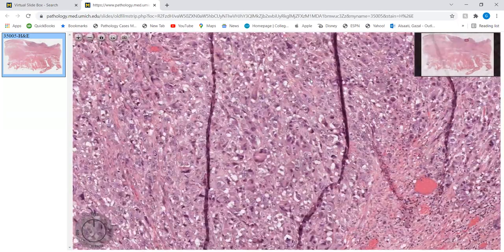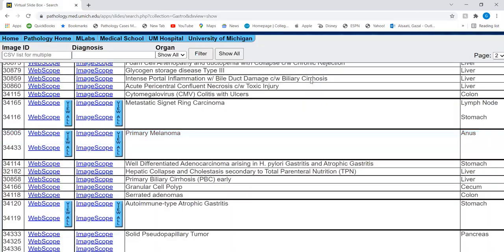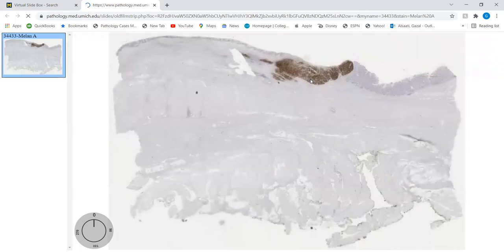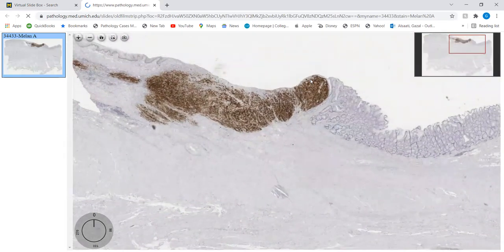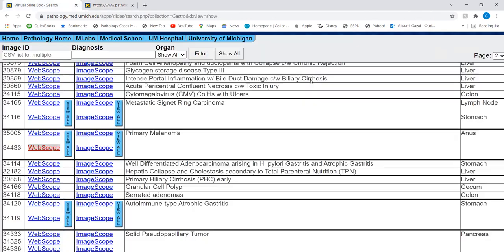And I won't be doing anything without doing my markers. I would definitely do markers on this one. Let's see if they have a marker. Here's my Melan-A. It's not loading. Oh, perfect. You see it, guys? That's beautiful. Melan-A positive melanoma.